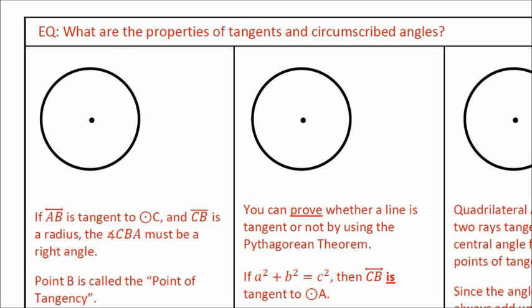Remember, inscribed meant inside of a shape. Circumscribed means outside of a shape. So a circumscribed angle is an angle that's formed outside of a circle. Let's take a look at our first section here.